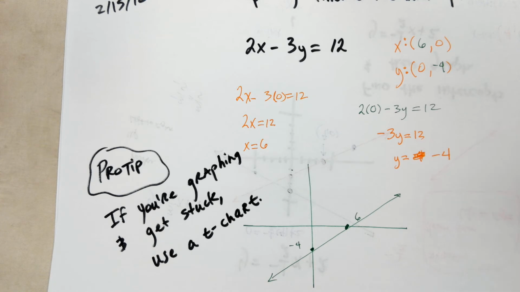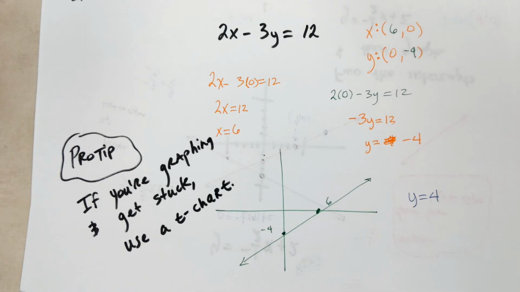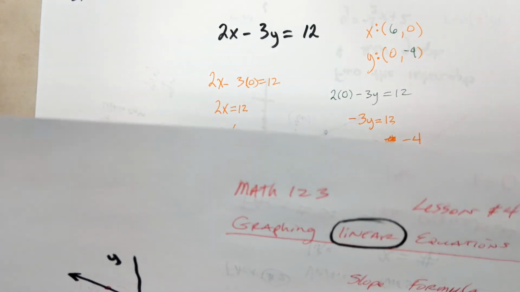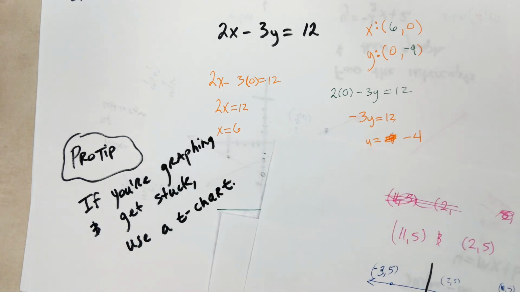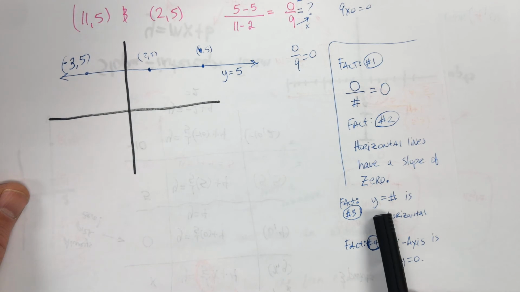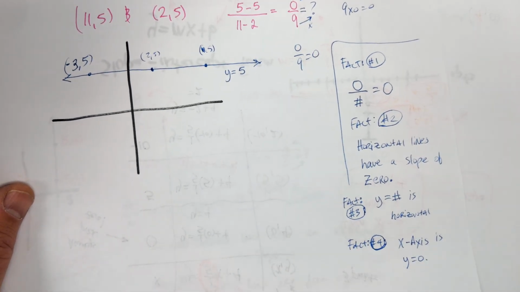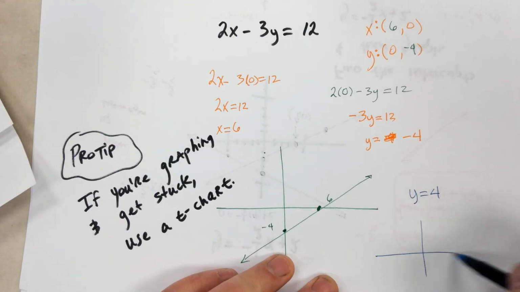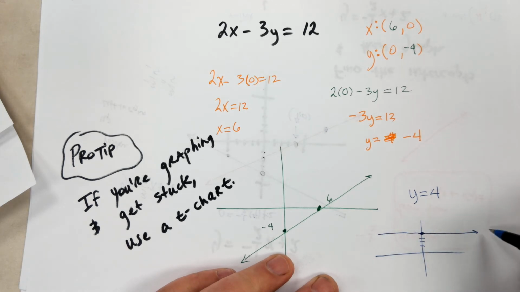Or let's say you're going to graph something like y equals 4, and you forgot, which I understand because there's so much information today. You forgot that when it's y equals a number, it's horizontal, so it goes straight across. So if you forgot what y equals 4 would look like, let's say that's 4. Y equals 4 looks like that.